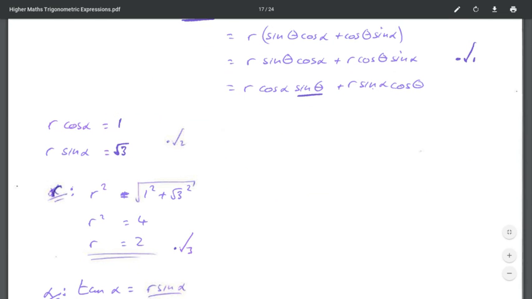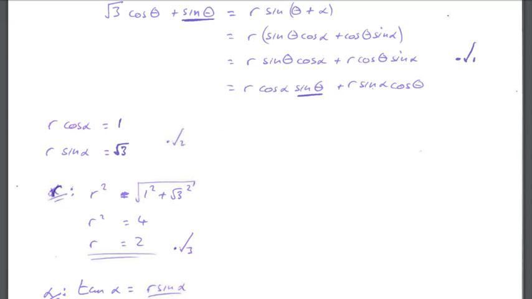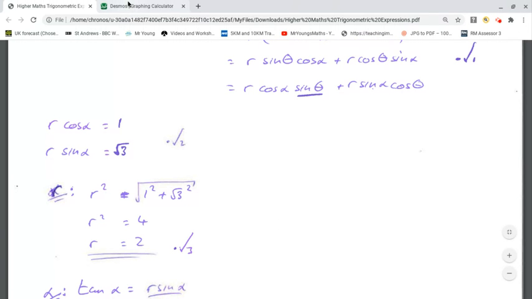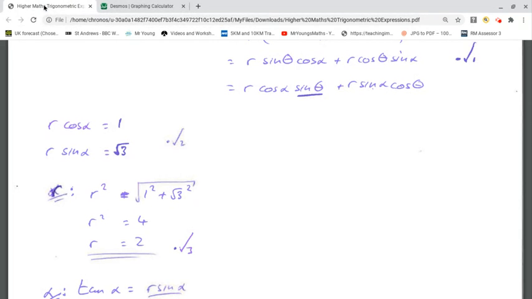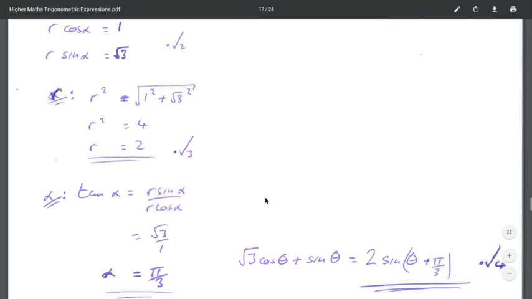Next step. Calculate the value of r. So r squared will be 1 squared plus root 3 squared, which is 1 plus 3, square rooted. Square root of 4 is 2, so the value of r is 2. Again, we like that because we know the curve has an amplitude of 2, so that works out correctly.